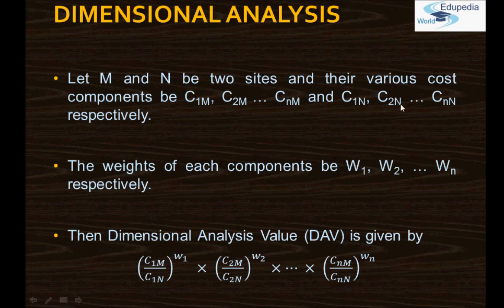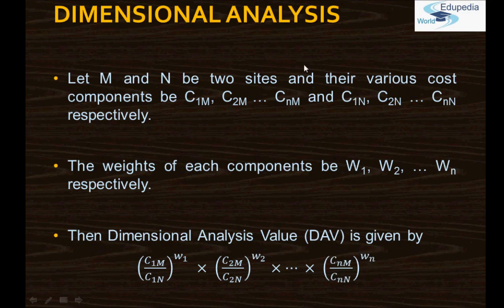Now, once you have all this data with you, the dimensional analysis value, which we could call DAV, is given by the ratio of the first cost component of both the sides m and n raised to the power of the weight W1, multiplied by the ratio of the second component of both the sides m and n raised to the power of the weight W2, and so on up to the last one, that is the ratio of the nth cost component of both the sides m and n raised to the weight of the nth component.